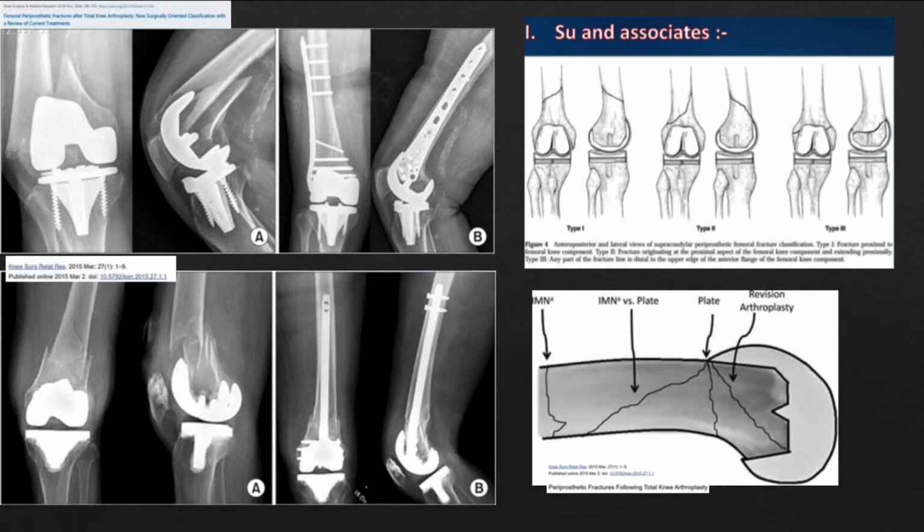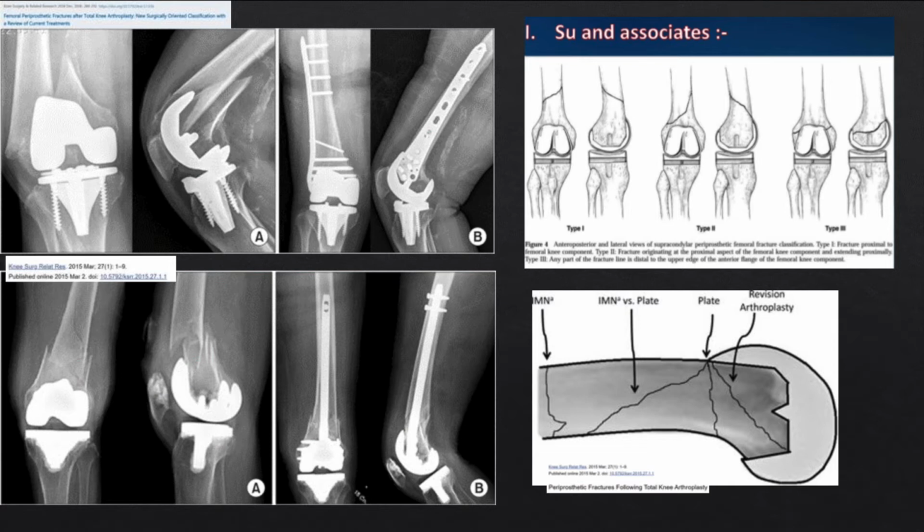Now if the fracture runs proximally above, leaving you a nice distal fragment, then it's very amenable to fixation. But if the fracture runs distally into the femoral condyles, then you are looking at inadequate bone for fixation, and you're looking at revision surgery. So this is, for me, the one classification to use to look at the fracture pattern.